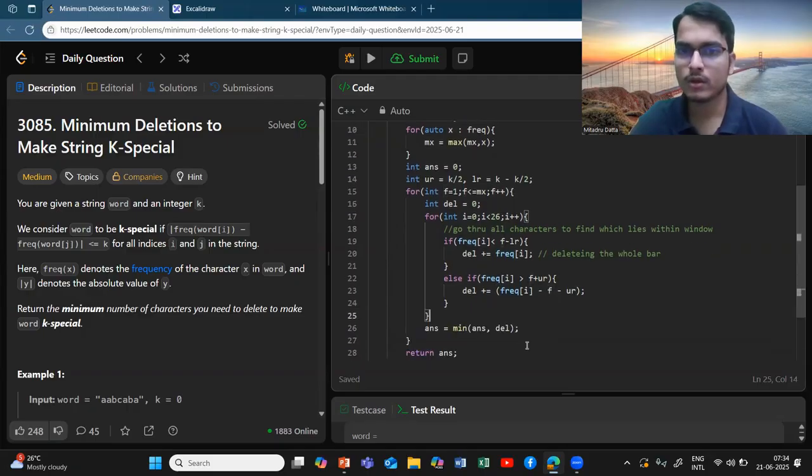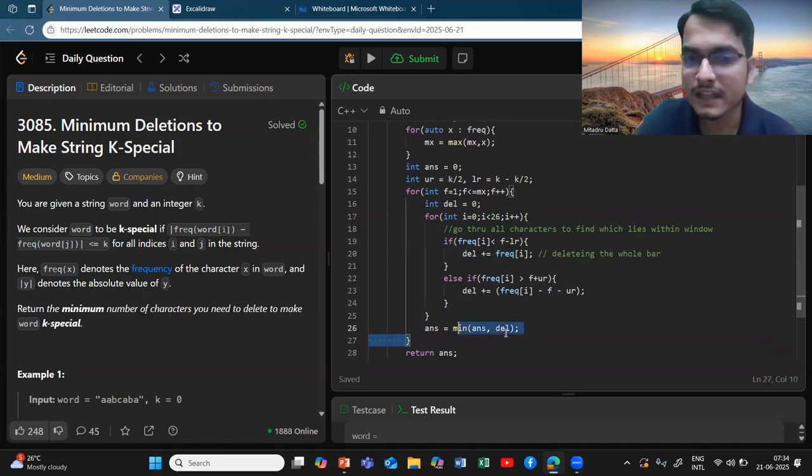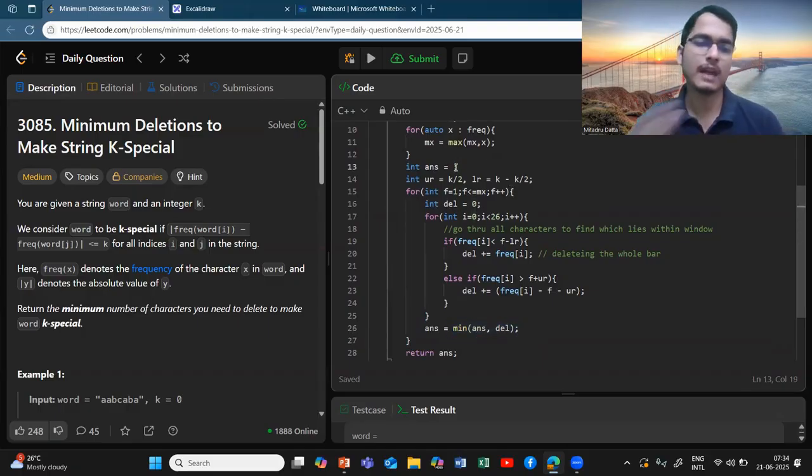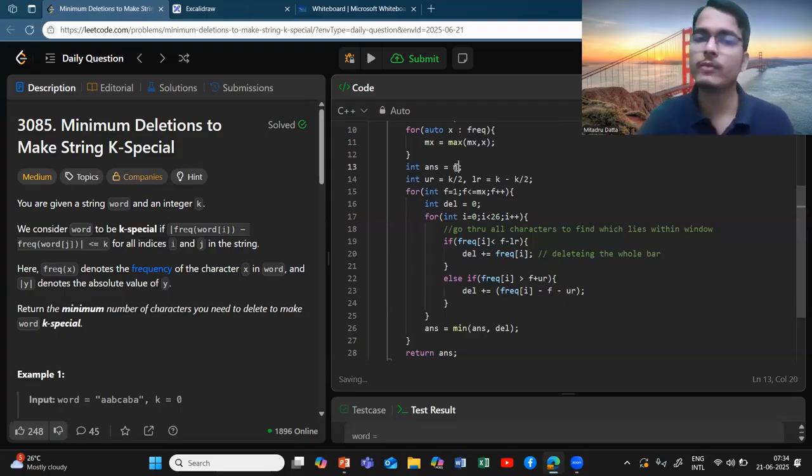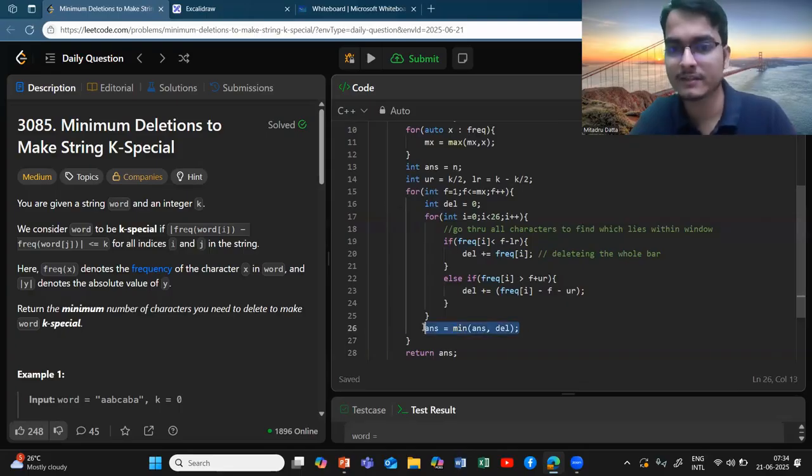Then you do, okay, this is a very silly thing. You see the answer equals the minimum of delete comma answer, so this has to be initialized to some large value, right? Answer has to be always a large value. What is the maximum number of deletions you can perform? N. You can delete all the characters. That is the maximum you can do, and you need to minimize the deletions.